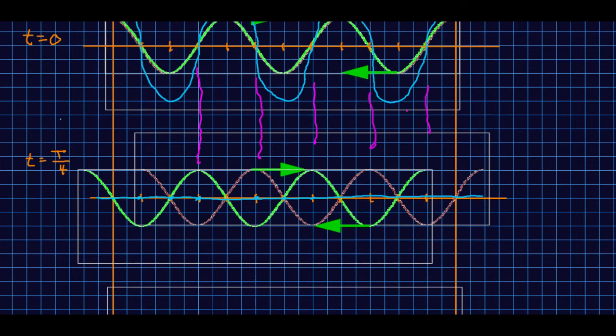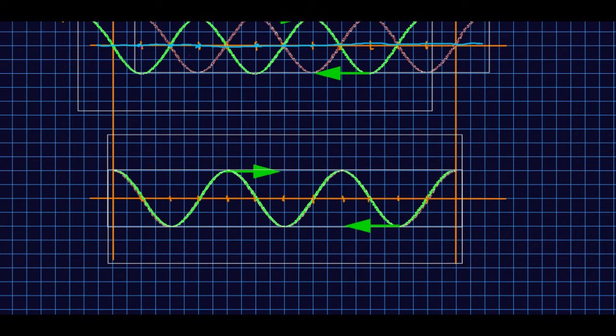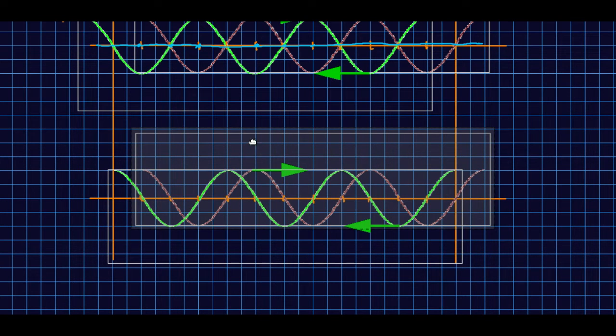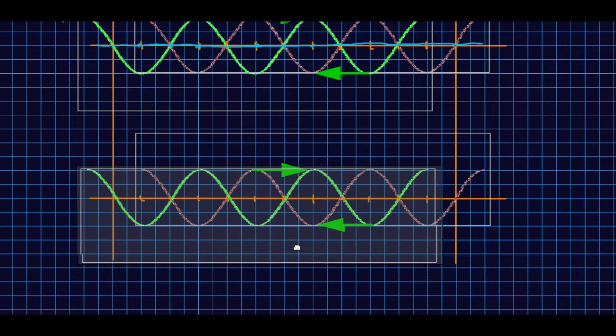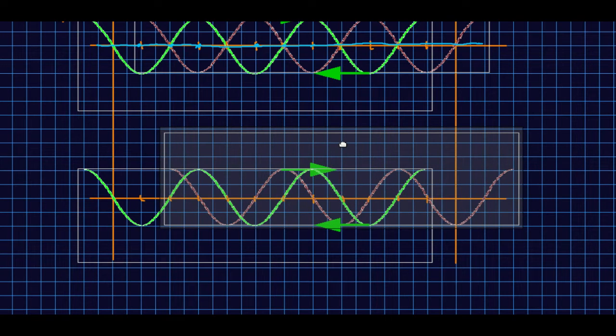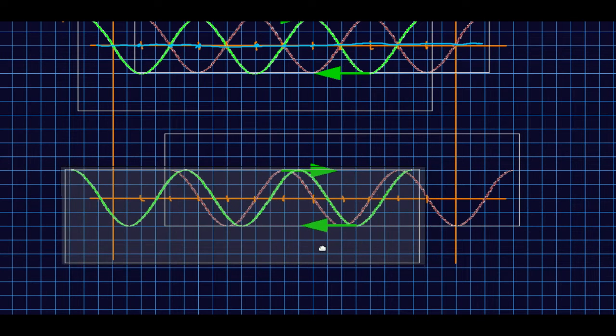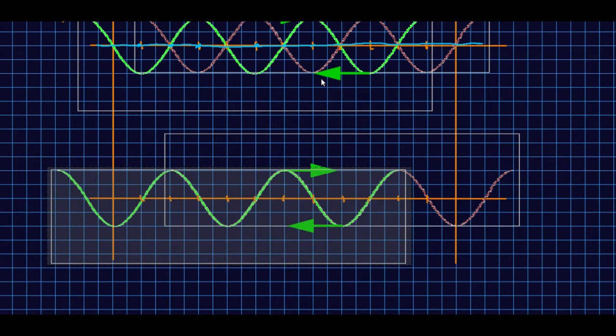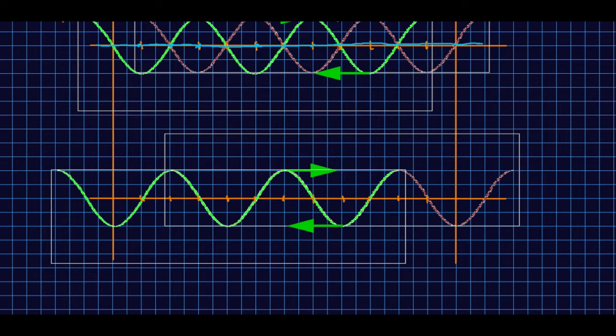Now let's look at a quarter cycle after that. So what we were just looking at looked like this. But now I'm going to go another quarter period. So I move this one a quarter of a wavelength this way, and I move this one a quarter of a wavelength this way. And look at that. We're back to constructive interference where crests are on top of crests and troughs are on top of troughs, and so on.